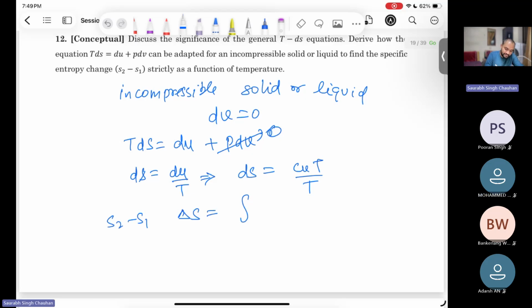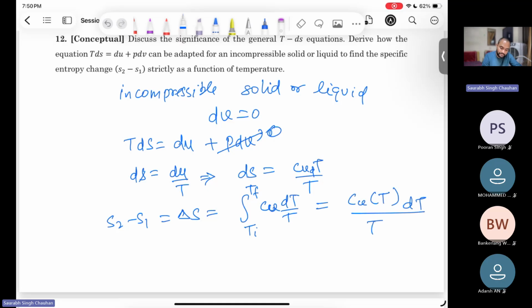Okay, S2 minus S1 will be the integration of CV dT by T from T initial to T final, right? If CV is constant, if this specific heat is constant, then you can take it out of the integration as a constant. But in some cases, it can be a function of temperature. Then you cannot take this outside. Then you will have to use how this is dependent on temperature. You will have an expression for how it is dependent on temperature.